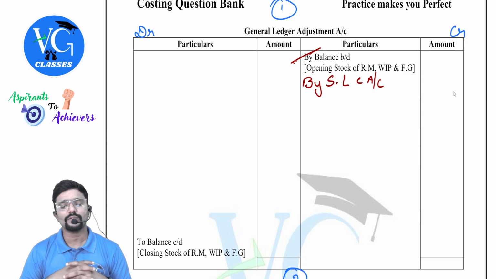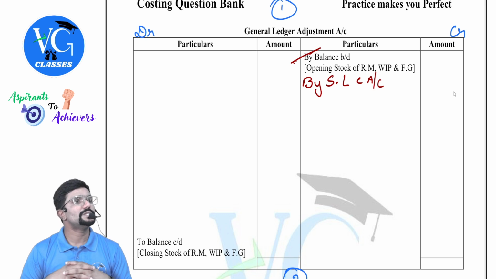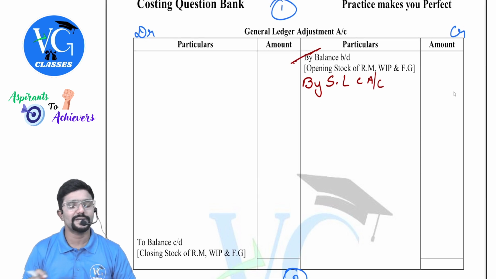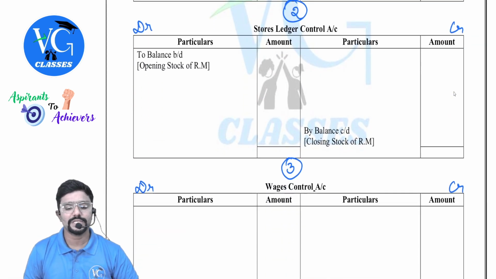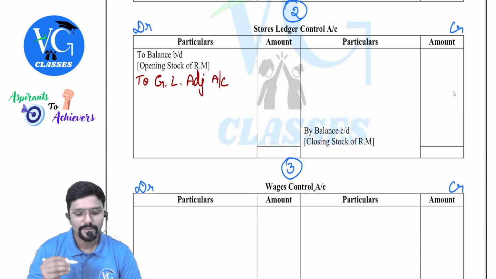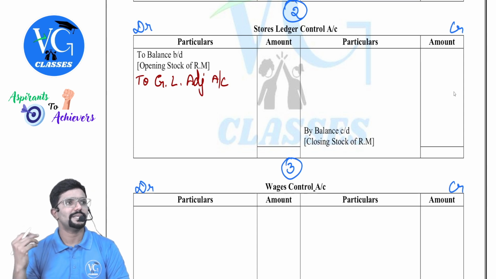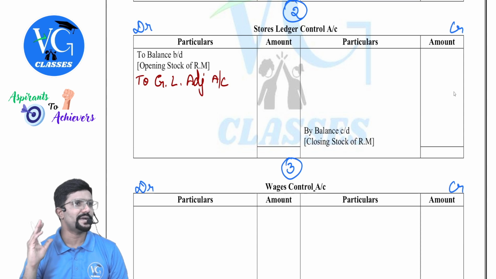The first entry was for purchase of raw material: stores ledger to general ledger adjustment account. We have posted it in the general ledger adjustment account. Now come and post it in the stores ledger. What is the entry here? To general ledger adjustment account, raw material purchased. If you want, you can mention raw material purchased in brackets. Both direct as well as indirect will be recorded here.